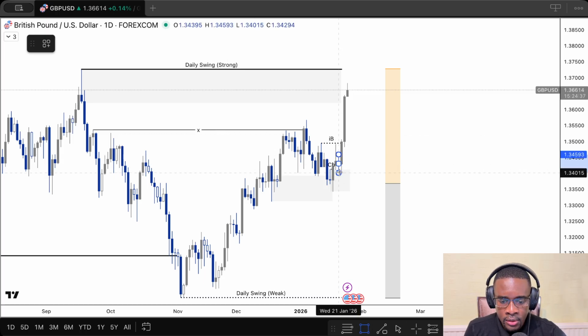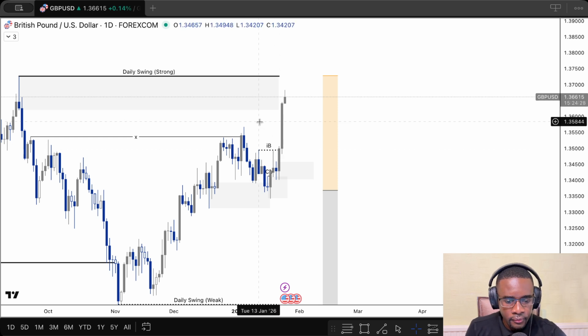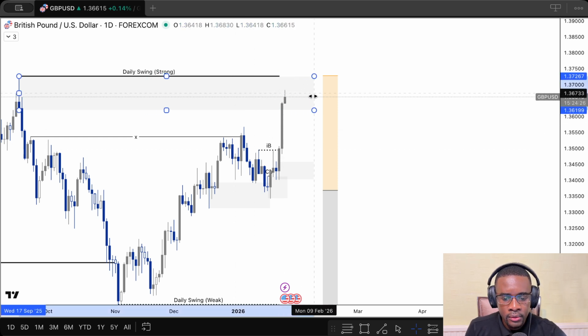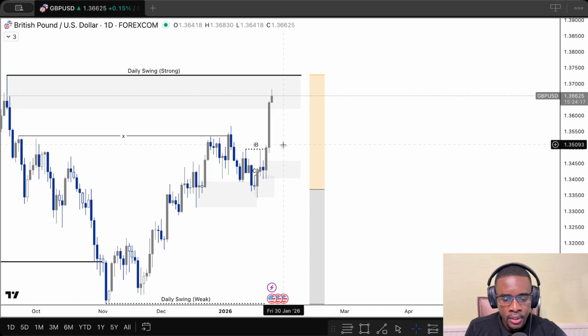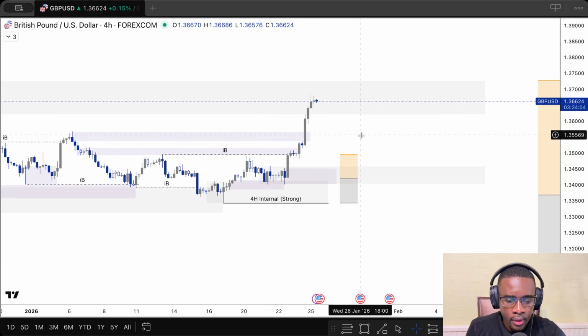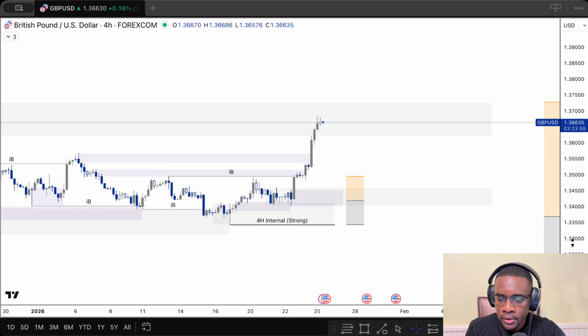And then this is the current demand and control, and then we have supply right there. So we could get a reaction to come back down to mitigate these areas. Then from there, let's look at the 4-hour. So looking at the 4-hour, all of those areas failed.